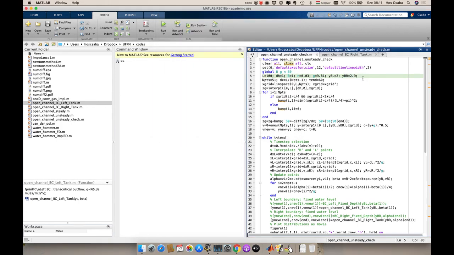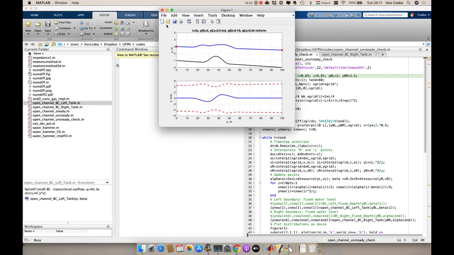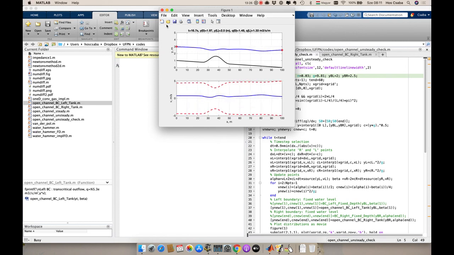Okay, now I will reduce the water depth on the right-hand side. Okay, and clearly what we will see is that the flow is faster. Okay, so the velocities are higher. And also we see a nice hydraulic jump here. Okay, but otherwise it's fairly nice.